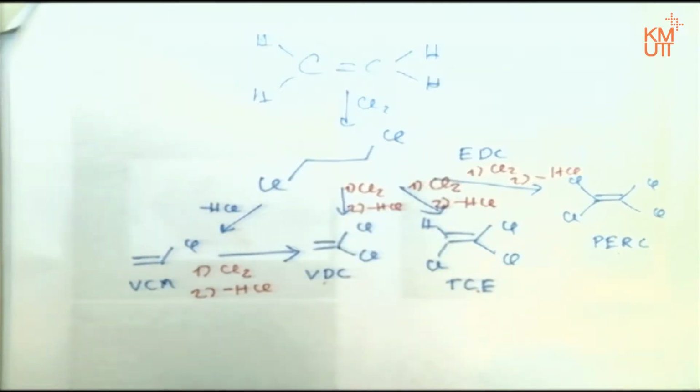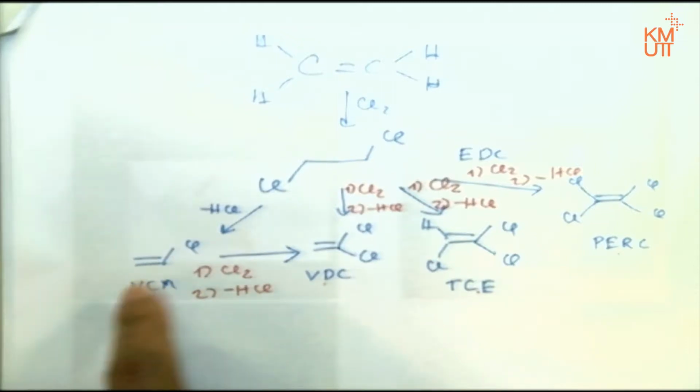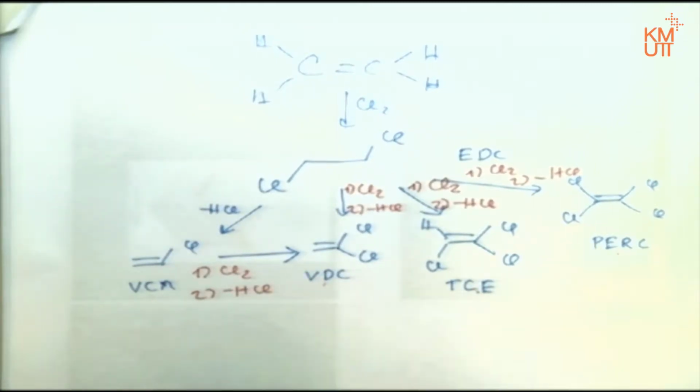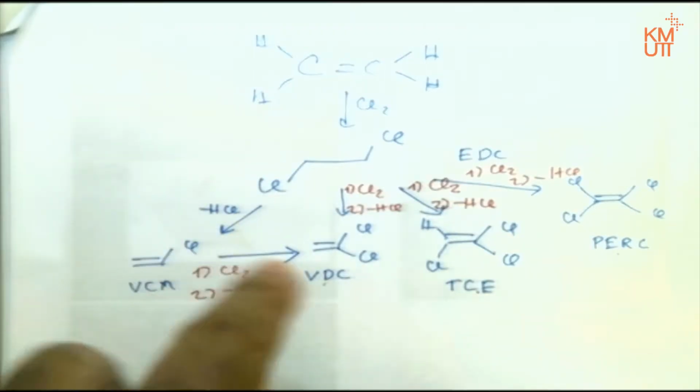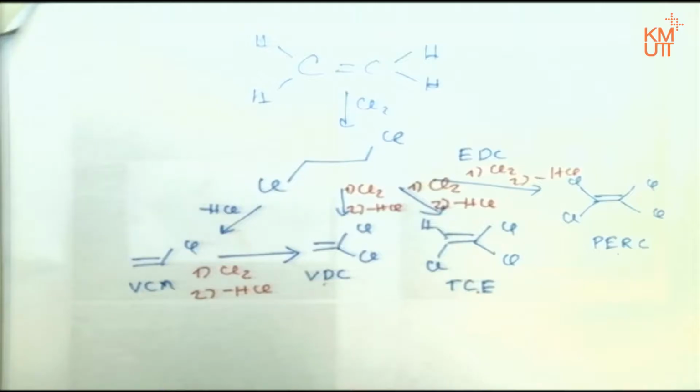For the vinyl chloride products, you have four: VCM, VDC, TCE, and PERC. But in this part, you have only three types of reaction involved in this process: addition, radical coordination, and elimination. That's all. Okay.